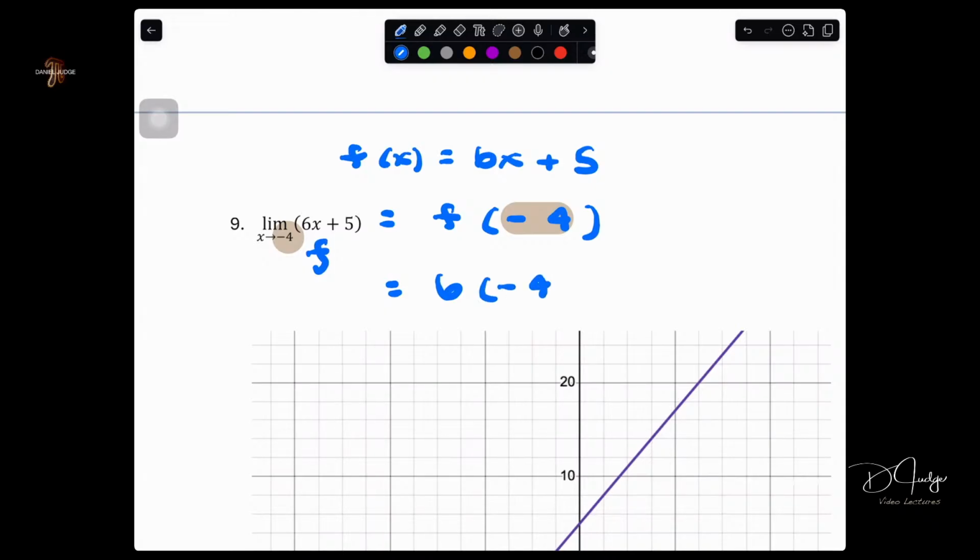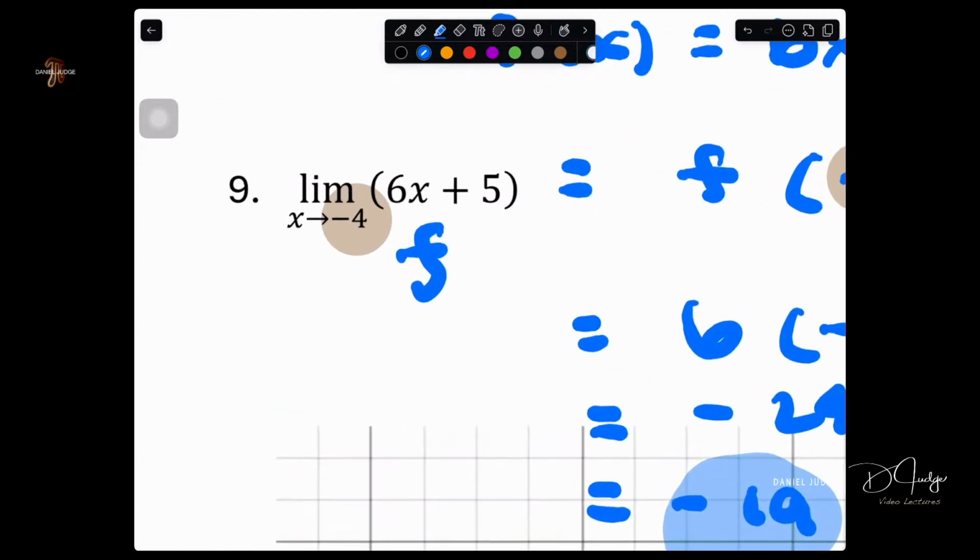6 times -4 plus 5, which will give you -24 plus 5, and then that equals -19. So, ladies and gentlemen, the limit is -19 as x goes to -4.